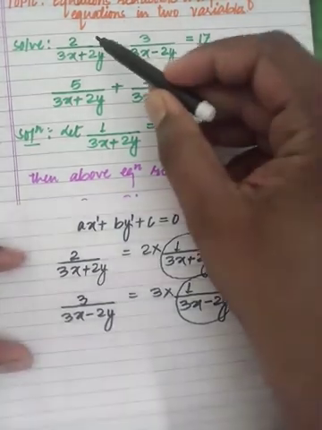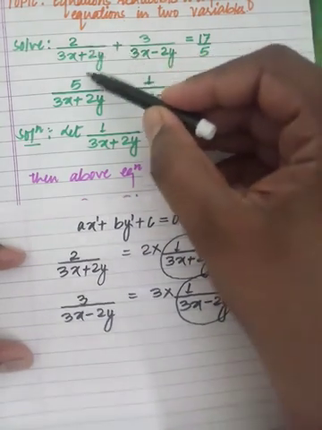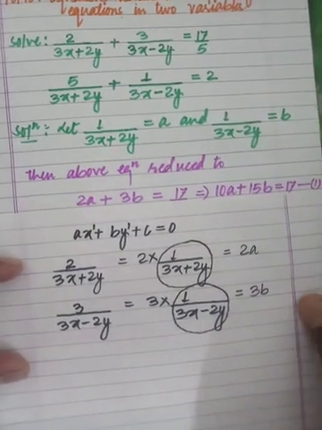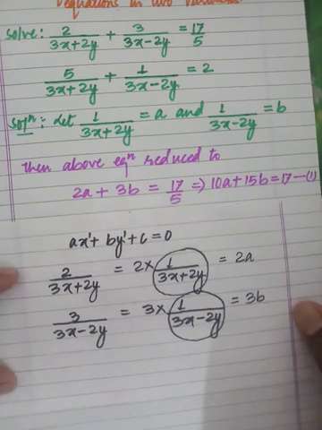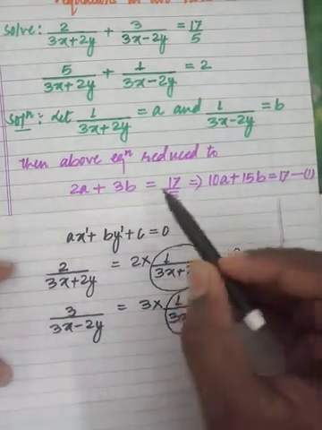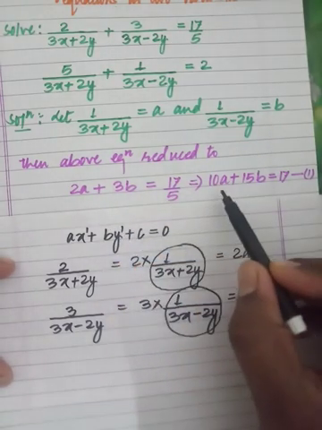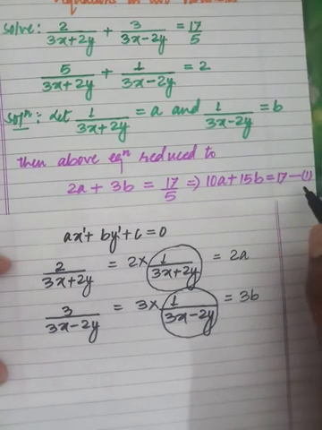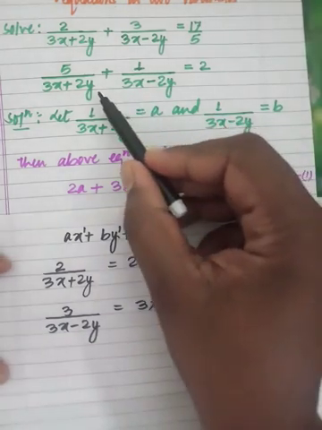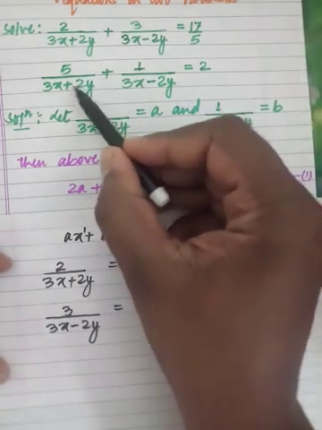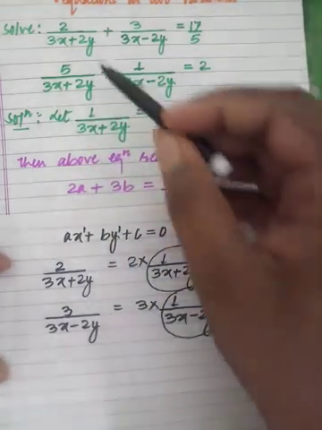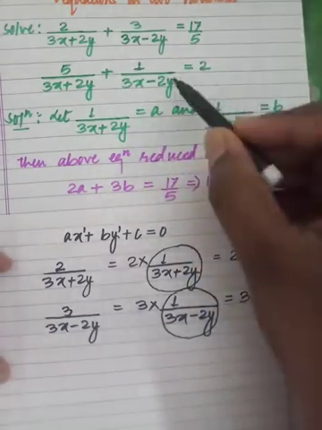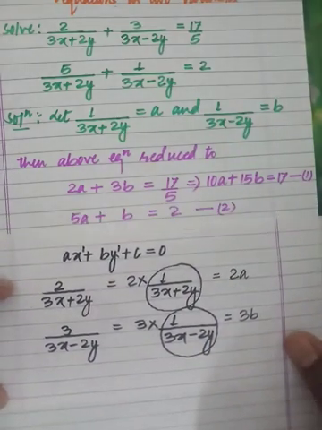If 1 upon 3x plus 2y is A, then this will become 2A plus 3B is equal to 17 by 5. So I have written 2A plus 3B equal to 17 by 5, and then cross multiplying by 5, this will become 10A plus 15B is equal to 17, and this is our first equation. Similarly, we can reduce the second in the form of A and B. Since 1 upon 3x plus 2y is equal to A, and we have assumed 1 upon 3x minus 2y as B, this will become 5A plus B equal to 2. This will be the second equation.